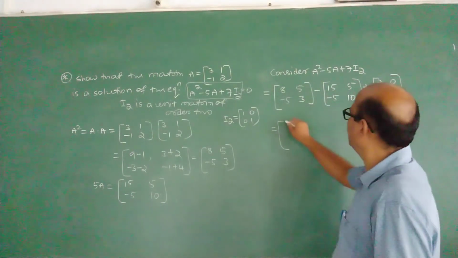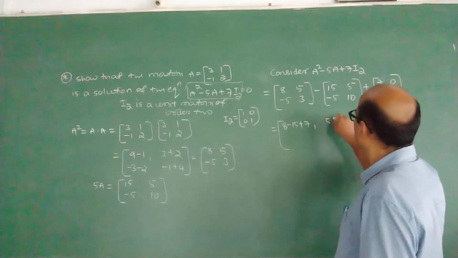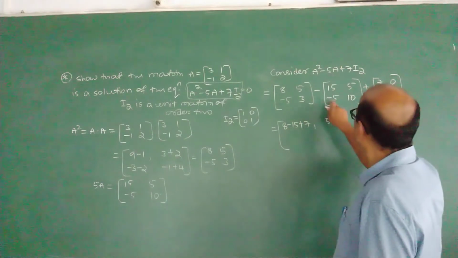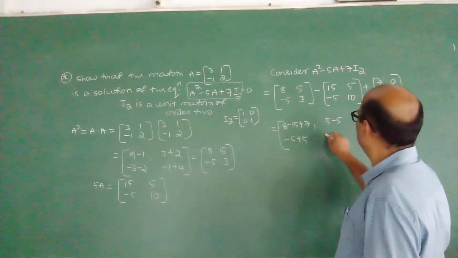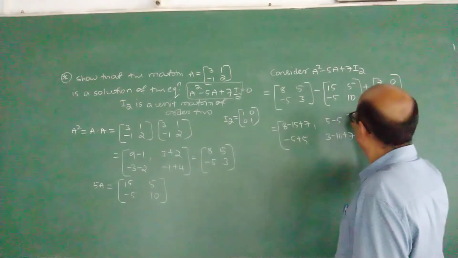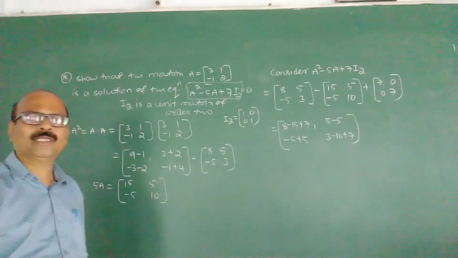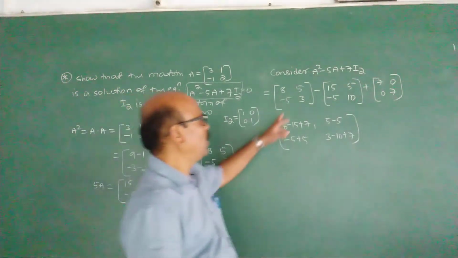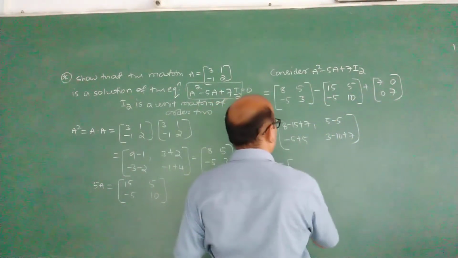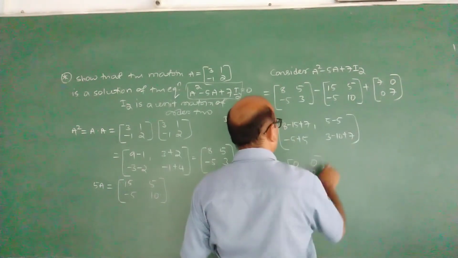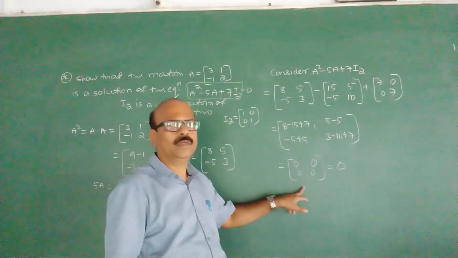Now use algebra of matrices. 8 minus 15 plus 7. 5 minus 5 plus 0. Minus 5 minus of minus 5. 3 minus 10 plus 7. You know how to add or subtract matrices. Corresponding elements you have to add or subtract, and the order must be same. It is true here. Order is same. It is therefore 0. 0 means here null matrix of order 2.